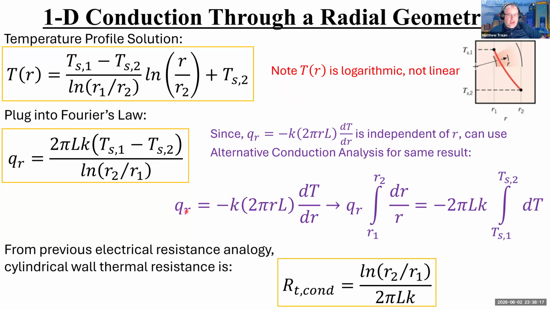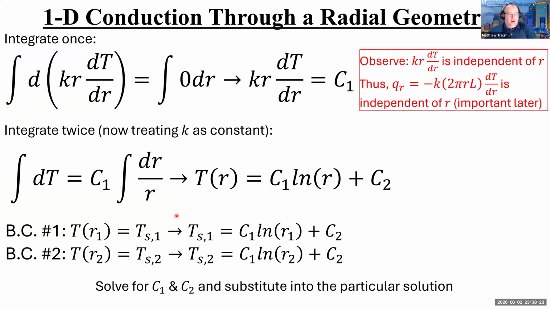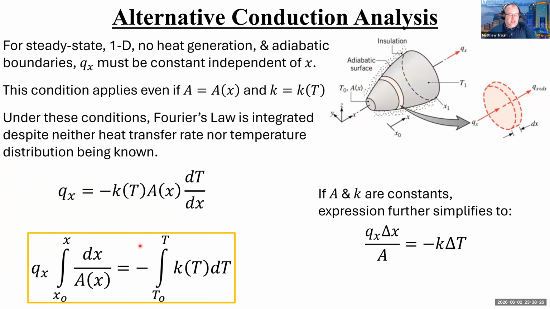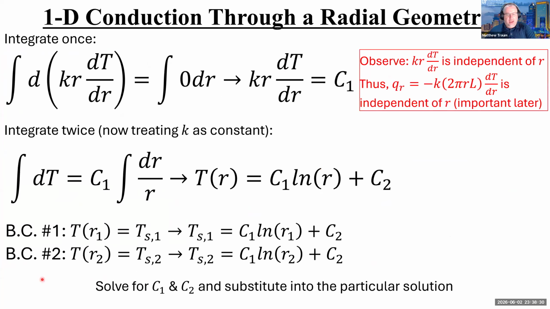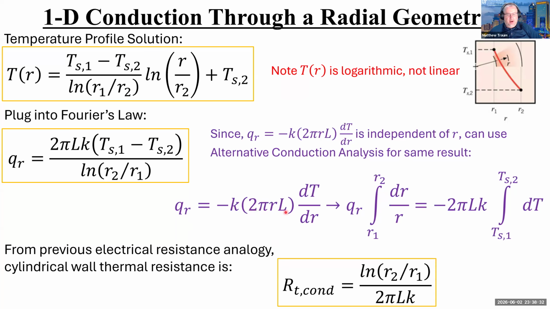I can say, okay, I know that Q sub R is a constant. And so I'm going to play the same game that I played before with my alternative conduction analysis. Since Q is a constant, it comes out of any integration that I would do. And so I'm going to take this, move r and dr to the Q side of the equation, and then take everything that's T, which is all by itself, to the other side of the equation.